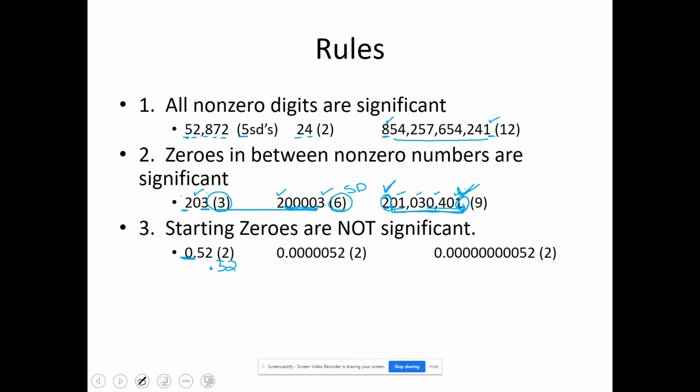The second example, these are just placeholder zeros. These beginning ones are just placeholders. You could write this as 5.2 times 10 to the negative 1, 2, 3, 4, 5, 6. If you converted it into scientific notation, you could do that and it wouldn't make a difference in your number. So it's 5.2 times 10 to the negative 6.